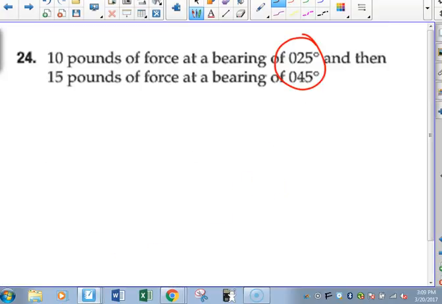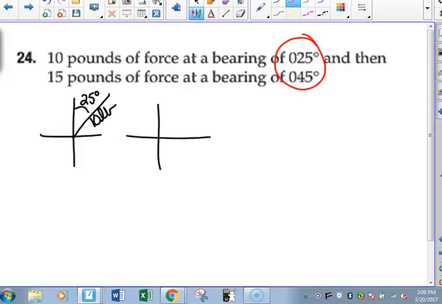All right, so I'm going to draw this as 2 separate and then find the components. 10 pounds of force at a bearing of 025 means 25 degrees off of north. But when I go to do the components, I need this angle. So I go, is that 65? Because I did some of these wrong in my head, then had trouble on the homework. So it's going to be 10 times the cosine of 65 and 10 times the sine of 65.